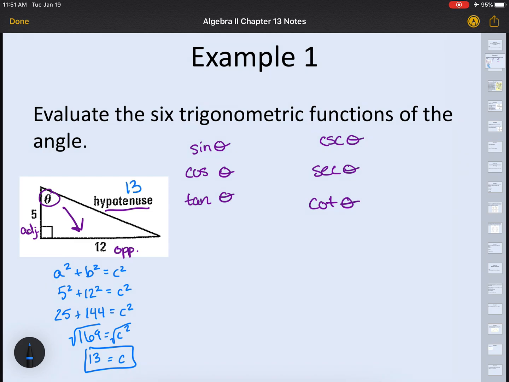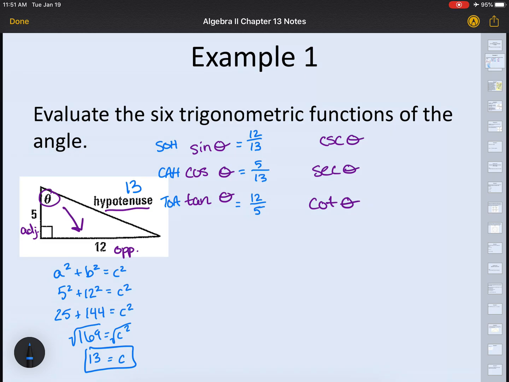So now we can do the 6 trig ratios, because now we have all 3 sides. For sine, I need SOH, opposite over hypotenuse. So the opposite side was 12 over 13. Cosine was CAH, adjacent side 5 over hypotenuse 13. And tangent was TOA, opposite 12 over adjacent side 5.